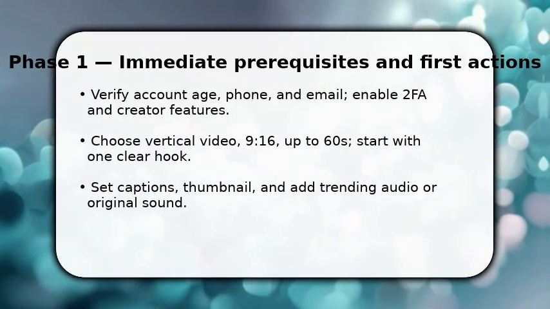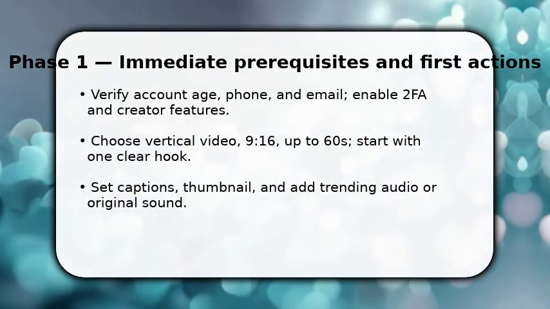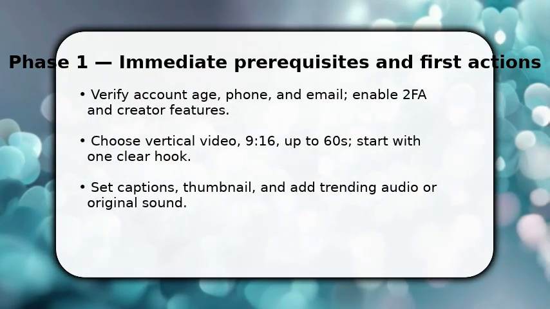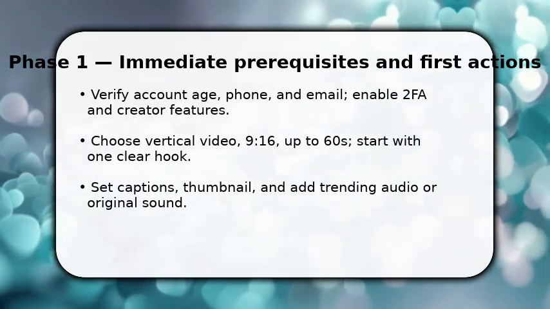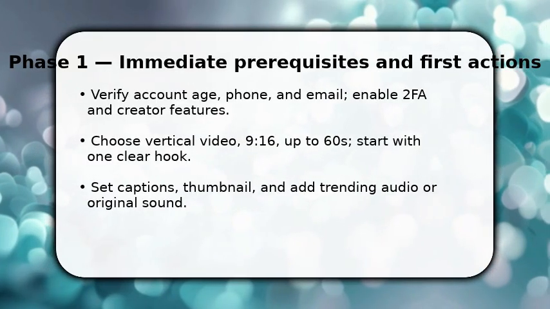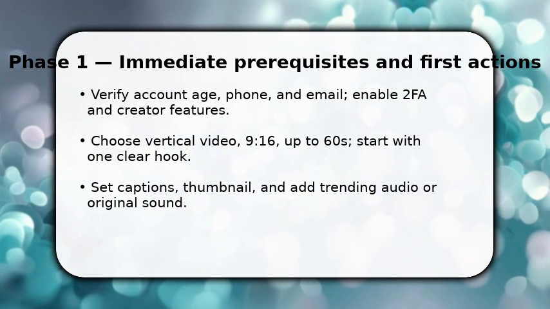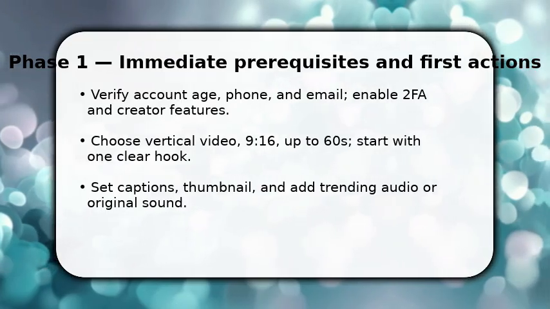You need the basics in place: account verified, two-factor enabled, and creator access. Once done, prepare a vertical 9:16 video under 60 seconds. Open with a strong hook in the first 3 seconds. Make sure to use trending sound or your own original audio, add captions, and pick a clear thumbnail. You're acting to increase chance of spotlight distribution.